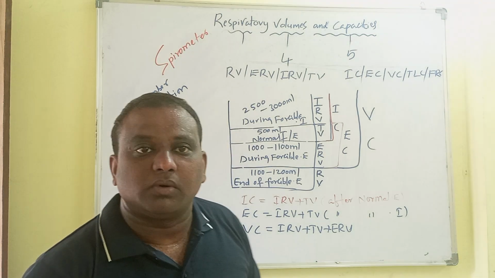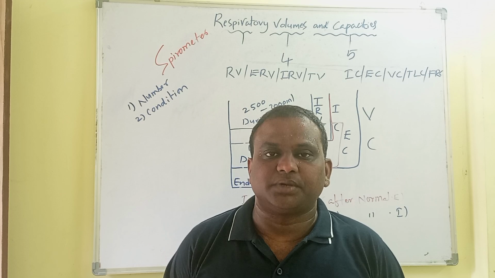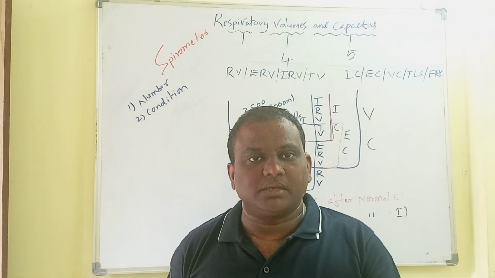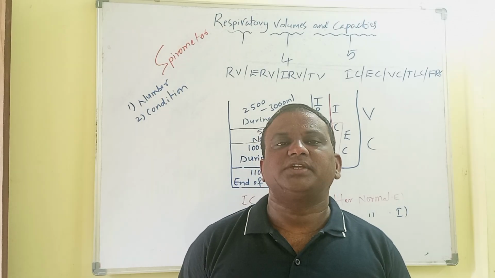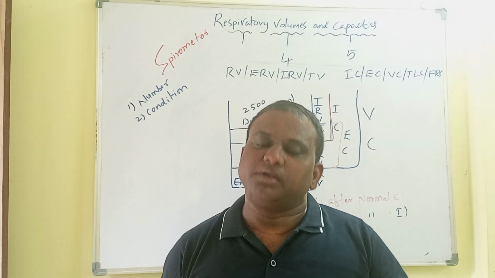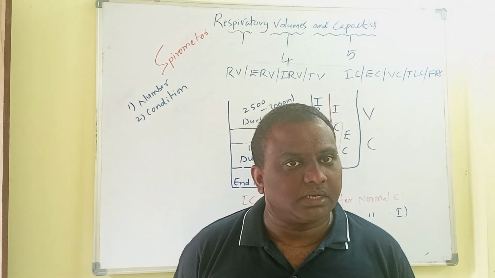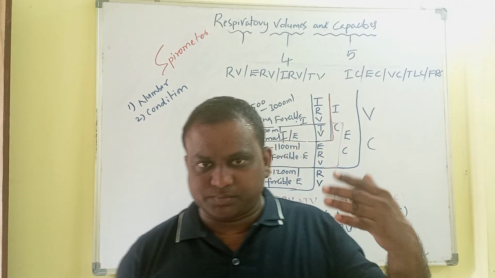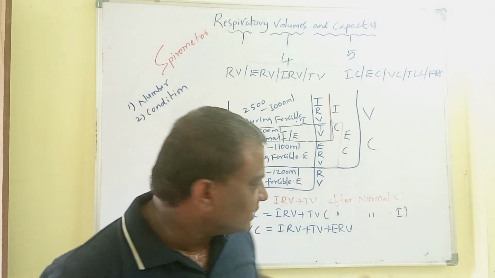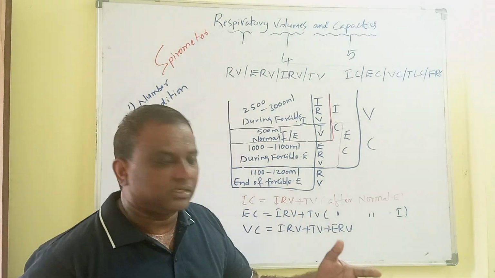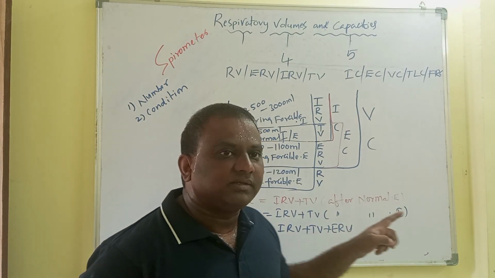The condition is a forcible expiration followed by a forcible inspiration, or a forcible inspiration followed by a forcible expiration. Very simple. Means after forcible expiration, the total amount of air a person can breathe in is vital capacity. What is the formula for vital capacity? IRV plus TV plus ERV.